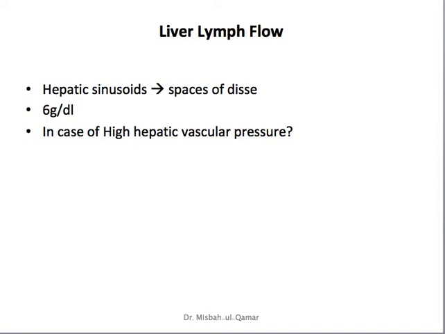Now, in case of high hepatic vascular pressure, when the pressure in the hepatic vein rises to 3 to even 7 millimeters of mercury above normal, an excessive amount of fluid begins to transude into the lymph, and fluid also leaks into the abdominal cavity through the outer surface of the liver capsule.